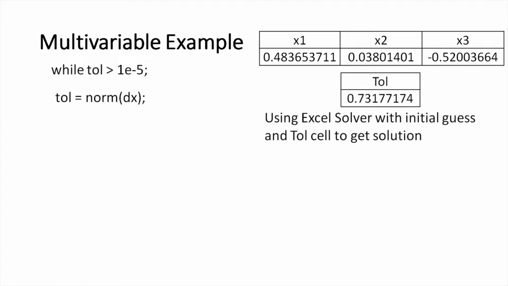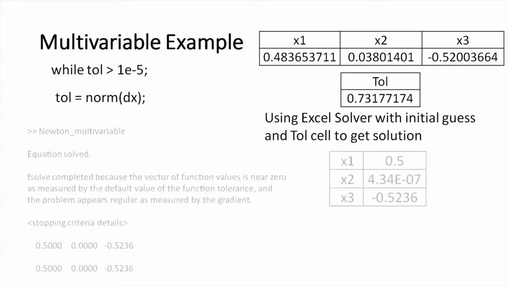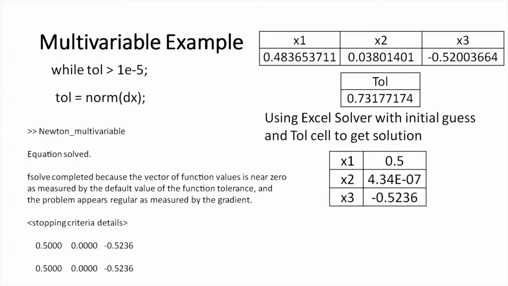For the MATLAB, we had a tolerance of 1e negative 5, and we had to take the norm of it, which is basically the square root of the summation of the dx squares. And for Excel, we had to use Excel Solver with the cells and tolerance to get the solution. And this is what the solutions provide, where x1 is 0.5, x2 is 0, and x3 is negative 0.5236.